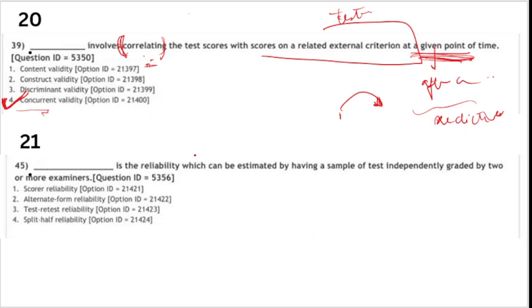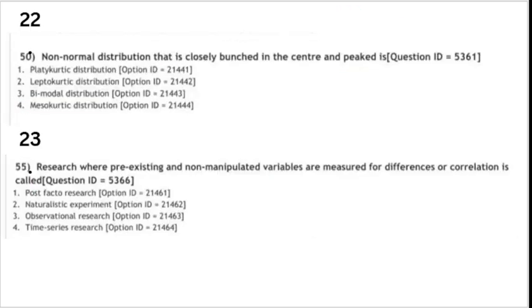Very simple question. Reliability, which can be estimated by having a sample of test graded by 2 or more examiners. There are different people grading if this particular test is reliable or not. It is inter-rater, inter-scorer reliability. 1 is our answer here. Very well done. Then question number 22.